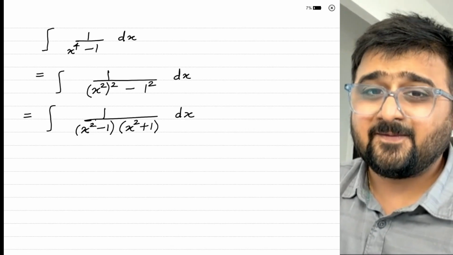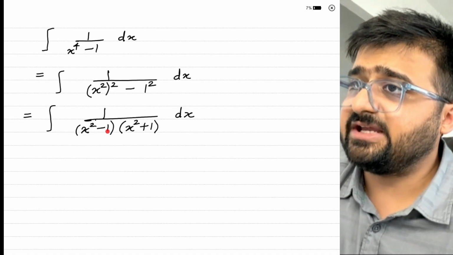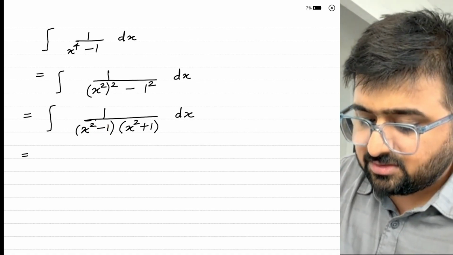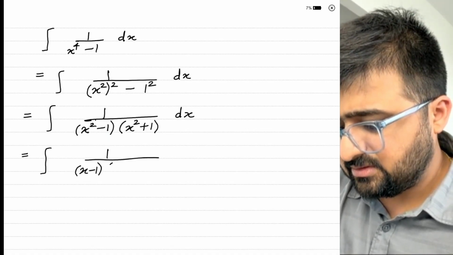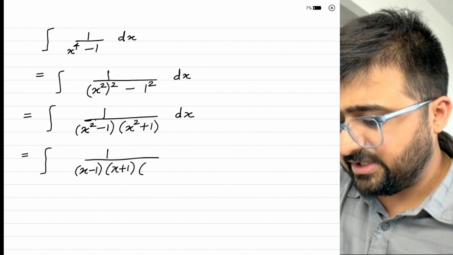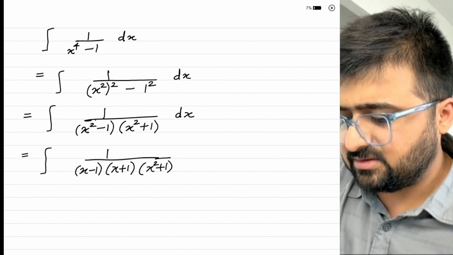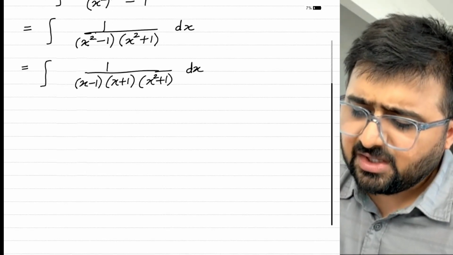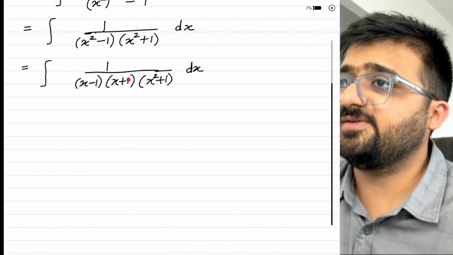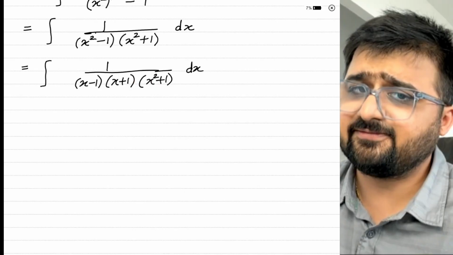We can also further factor this x square minus 1. That x square minus 1 can be written as x minus 1, x plus 1, and you already have x square plus 1, with respect to x. I hope that makes sense. Now, since the denominator is in terms of factors, you can easily apply partial fractions here.